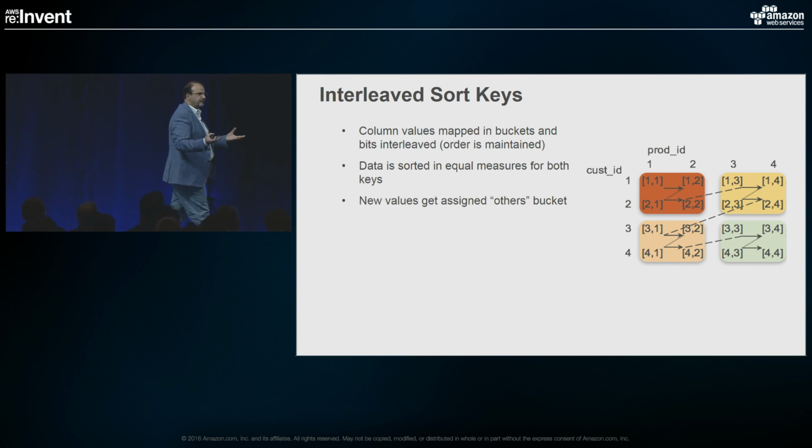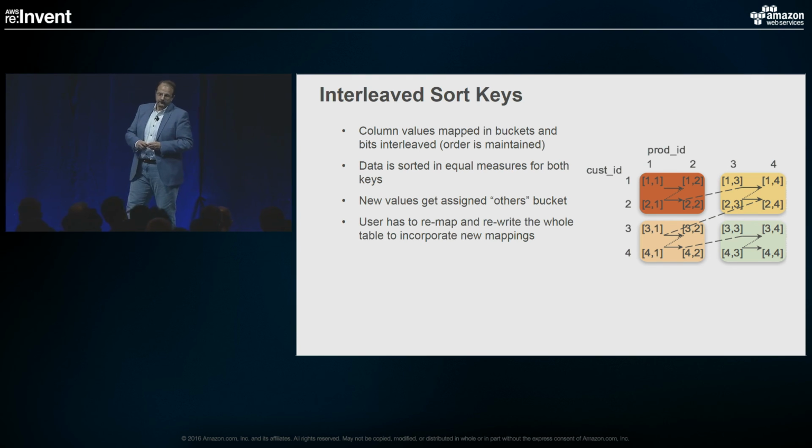Now, if after I created my table with my interleaved sort key I have a new value that didn't exist before, it goes to the others bucket. And of course, after a while, if you have too many of those new values, all your data is in the others bucket and is not efficient anymore. So the interleaved sort key works for columns where the values are kind of stable. If you add too many new values, eventually you have to do maintenance on the table, remap and rewrite the whole table to incorporate the new mappings. That's what we call vacuum reindex, right? It is painful, it is slow, it sucks. We're going to fix it one day, but not there today, okay?